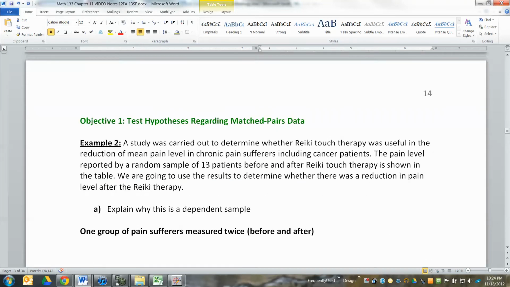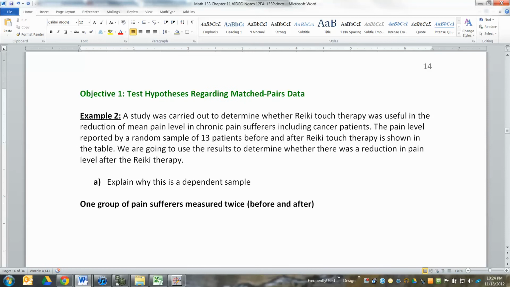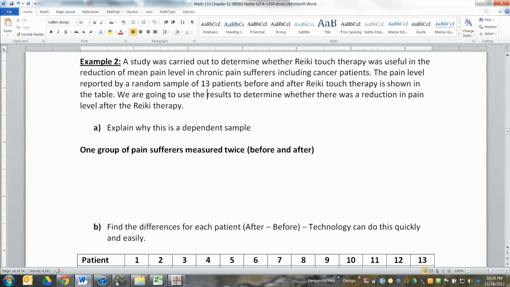All right, that's good with that. Now we're going to test some hypotheses. So a study was carried out to determine whether Reiki touch therapy was useful in reduction of mean pain level in chronic pain sufferers, including cancer patients. So the pain level reported by a random sample of 13 patients before and after Reiki touch therapy is shown in the table. We're going to use the results to determine whether there was a reduction in pain.